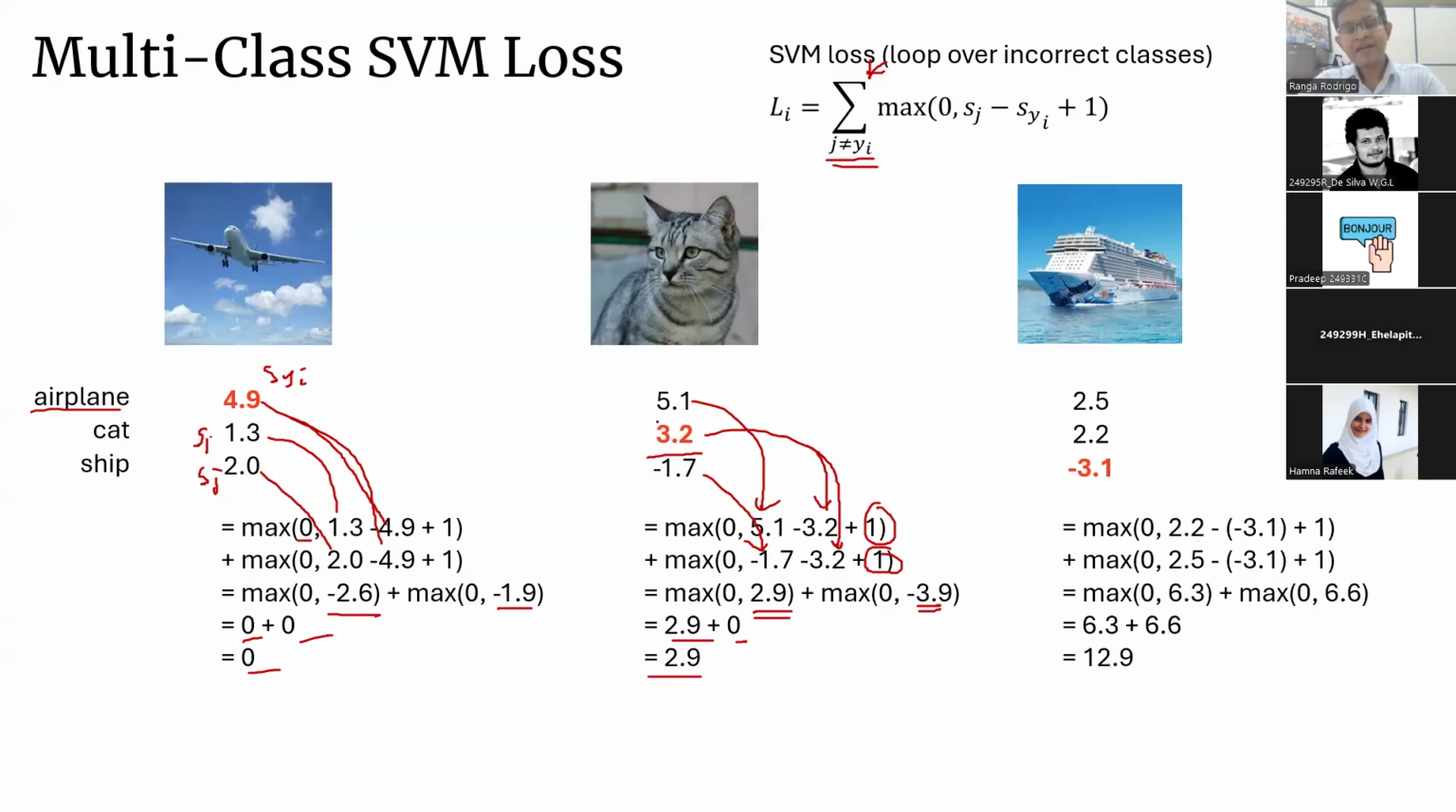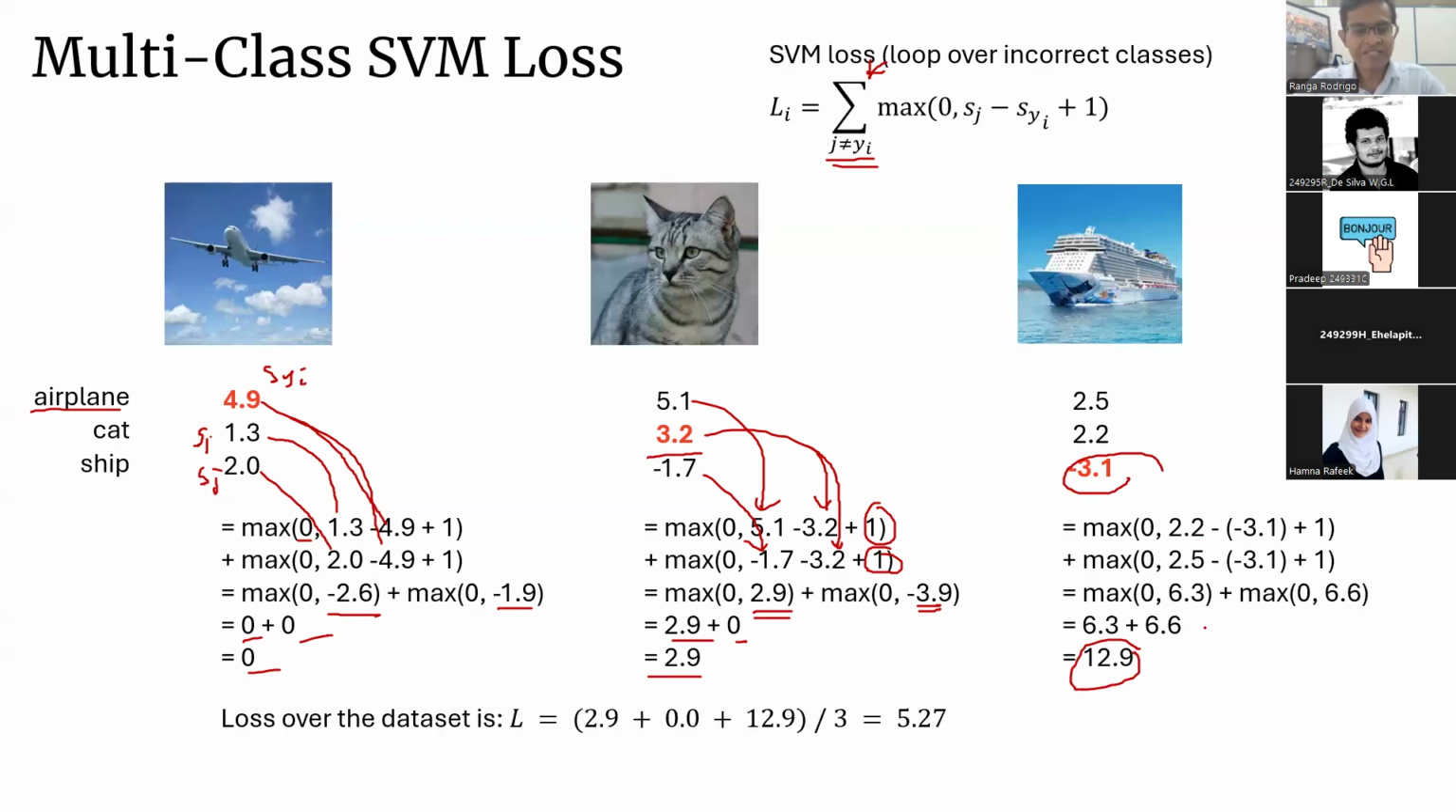Finally, for this one, you can see the correct class score is minus 3.1. It's making a massive loss. What's the final loss? You average all these three. 2.9 plus 0 plus 12.9 divided by 3, 5.29. So you can see how the SVM loss is computed, and how it encourages the classifier to have a margin.